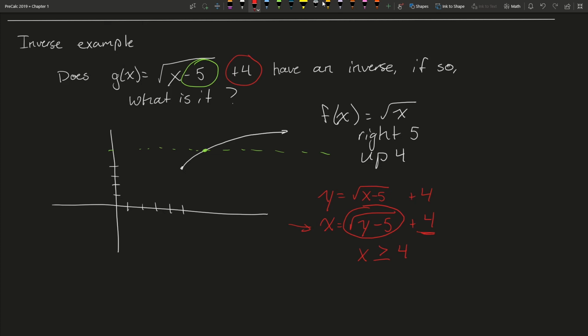Now in order to solve, we'd have to subtract 4 from both sides. In order to undo the square root, we square both sides. And then we have to add 5 to both sides. And then this is our final answer.